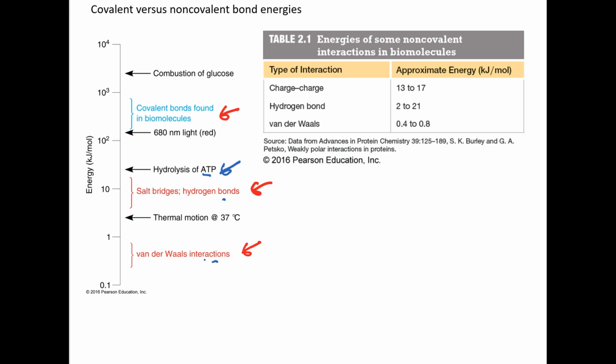So here are a couple of examples. We have, in this case, salt bridges, hydrogen bonds, and van der Waals interactions. The salt bridge is actually just another term for a charge-charge interaction, as you can see here. A charge-charge interaction is the interaction between two fully charged species, positive and negatively charged, and we'll get into that in the next slide a little bit more.